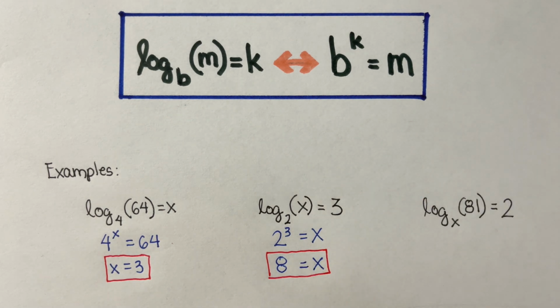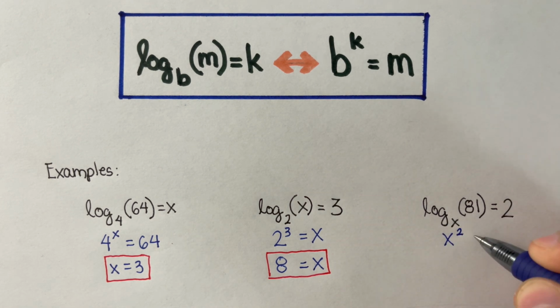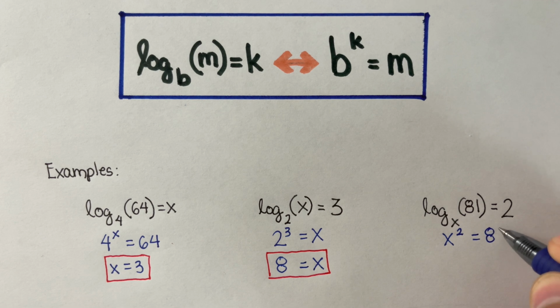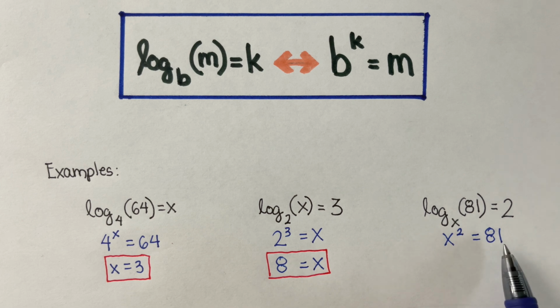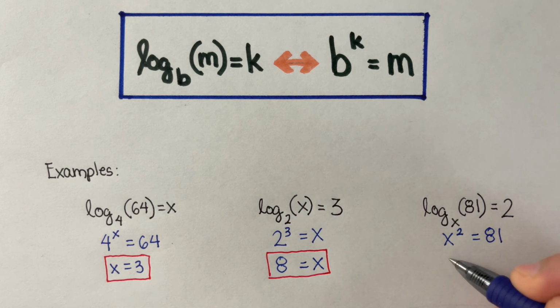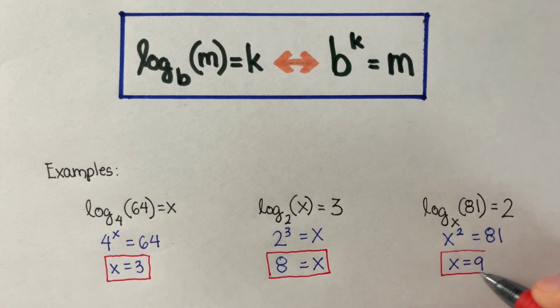In the last example that we have here, log of 81 to the base x is equal to 2. We can change this to its equivalent exponential form: x squared is equal to 81. So we need to figure out what number we should square, or multiply by itself twice, to give us 81. So the value of x is 9. That means 9 squared, or 9 times 9, is 81.